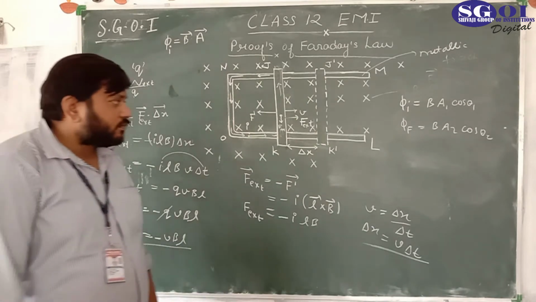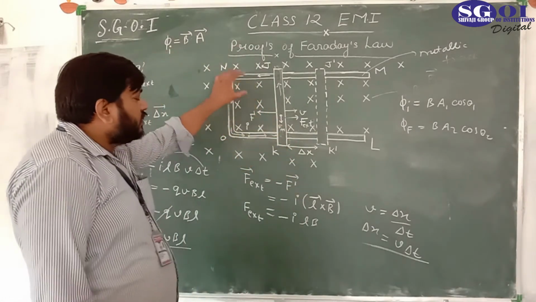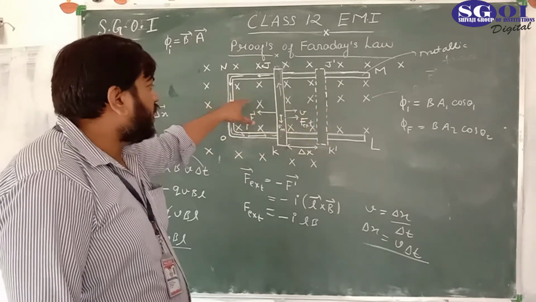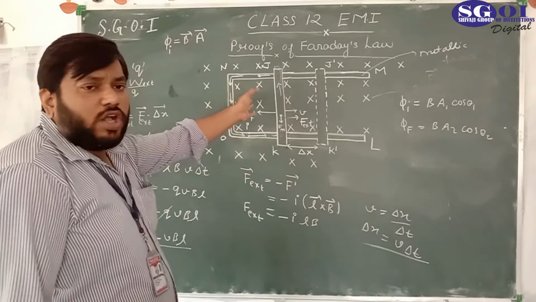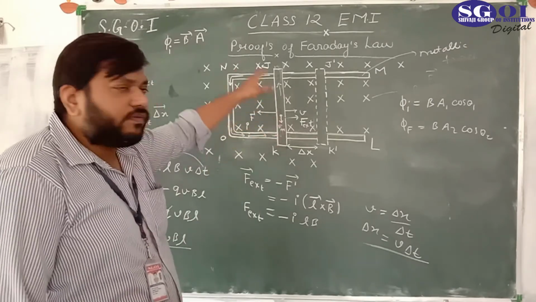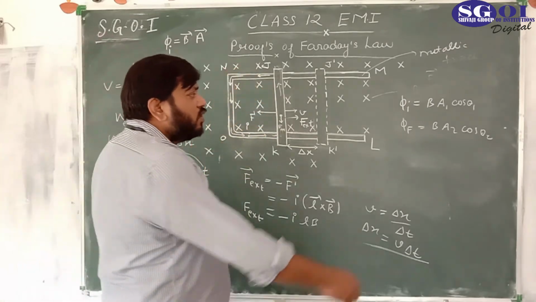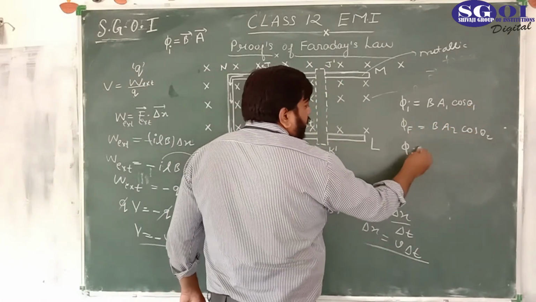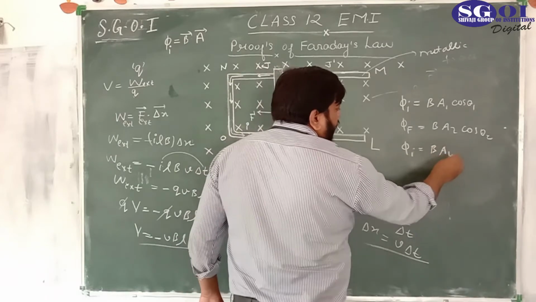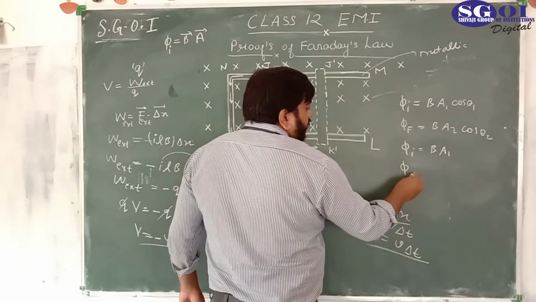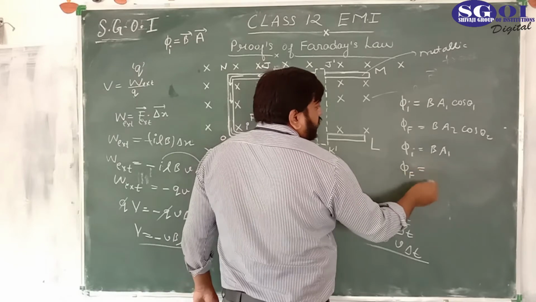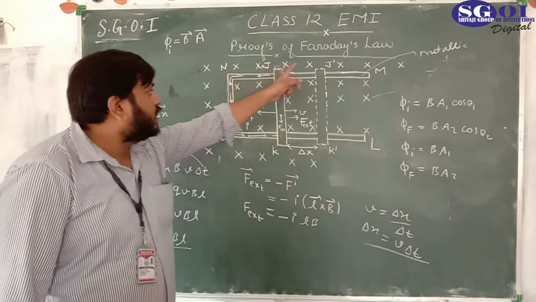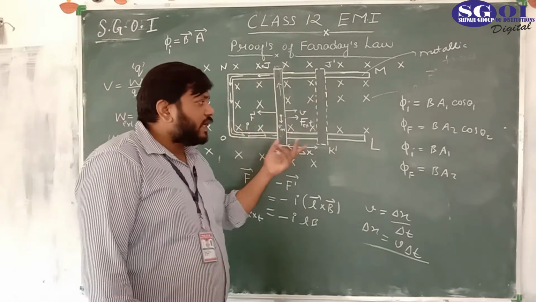Theta is the angle between B and A. B is perpendicular and A is also normal to this particular surface, so the angle is 0, and cos 0 is 1. So finally phi initial equals B A1, and similarly phi final equals B A2, because here also theta will be 0, the same direction.